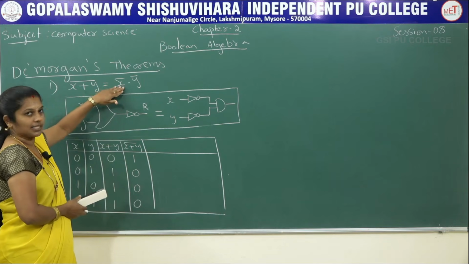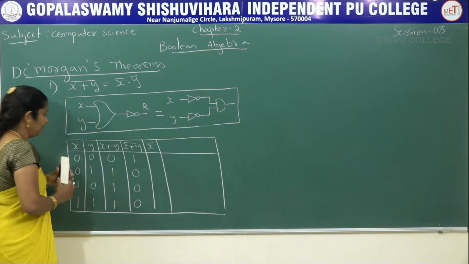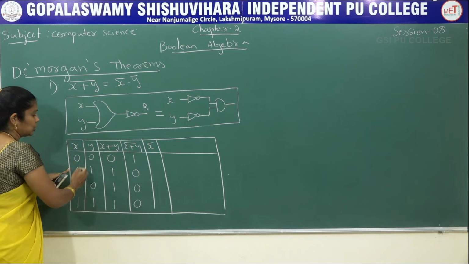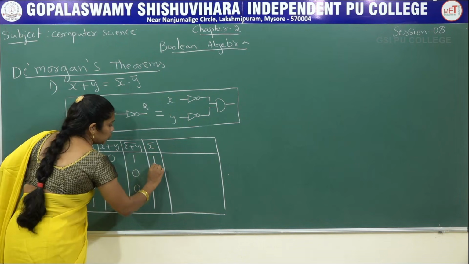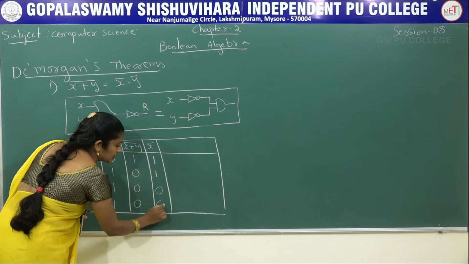Next, find out x bar. How to find x bar? Whatever x column we have here, just reverse it. Here we have first two zeros, so write down two 1s. Next we have two 1s, so here write down two zeros.